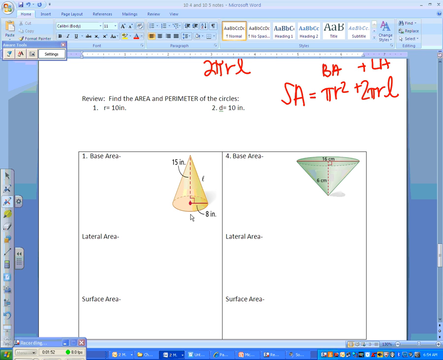We can still go ahead and work out what the base area is. So the area of the base, that's this circle at the bottom. We know it's a circle, so it's pi r squared, and the radius they told us is 8. So pi 8 squared is 64 pi. And like last time, let's leave our answers in terms of pi.